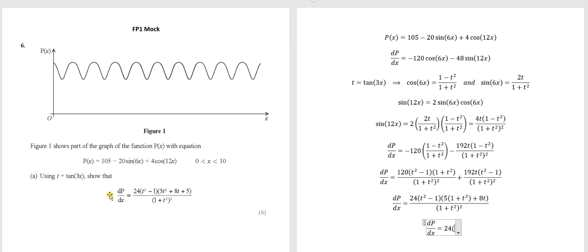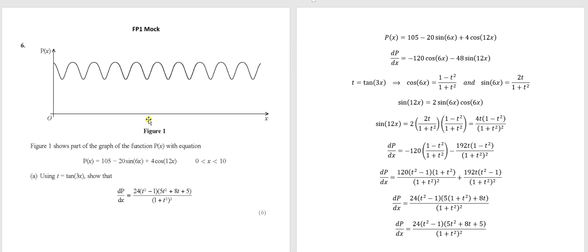So on the top we have 24 times t squared minus 1. It all matches so far. And then another bracket, and on the bottom we have 1 plus t squared squared, which is also the same as what they have. This bracket becomes 5 plus 5t squared plus 8t. And we can confirm that that is exactly what they have. So now we can just write it in, 5t squared, 8t, and 5. So with that, that is the first part of this question.